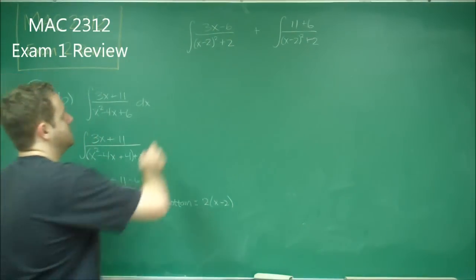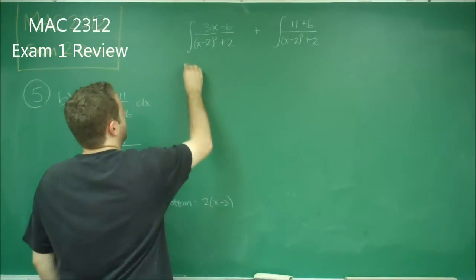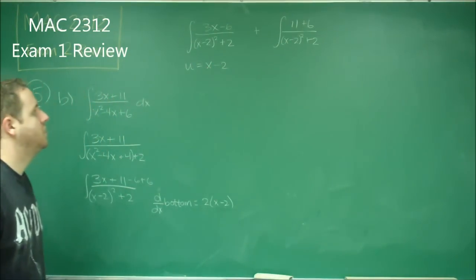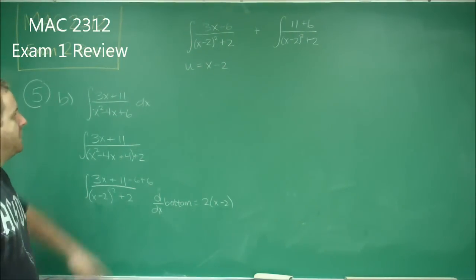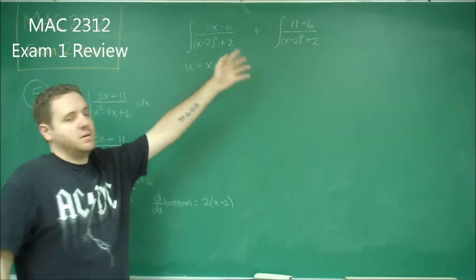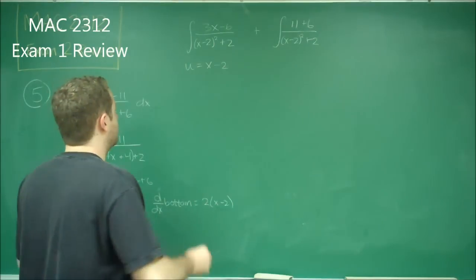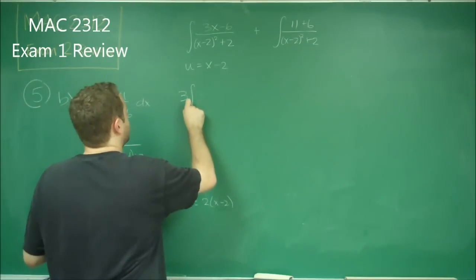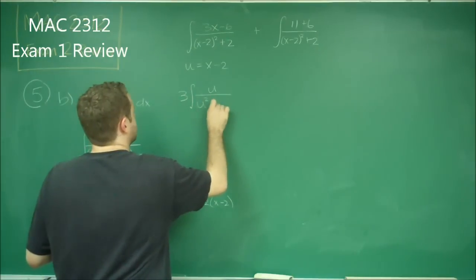So let's do this. Here, I'll write this one out, but some of you might just see this already. We're saying we want u to be x minus 2. That means du and dx are the same. In other words, we don't have to put anything there. So what we get here is 3 integral of u over u squared plus 2.